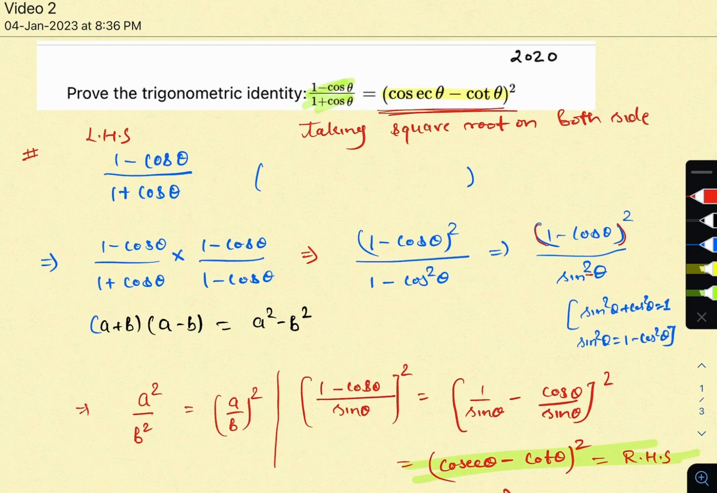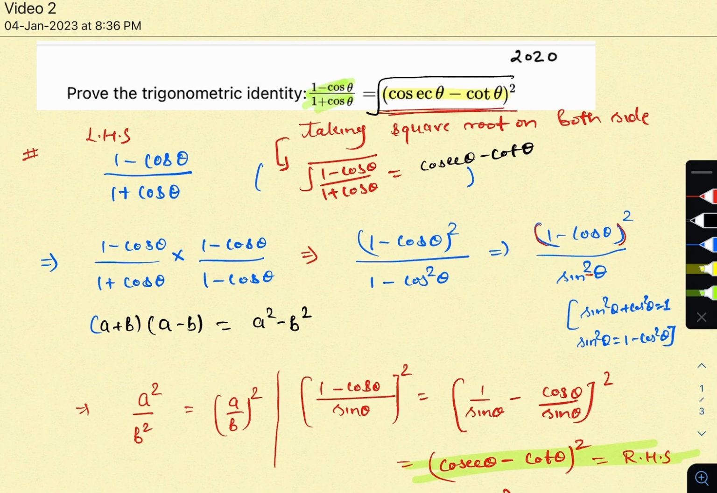So it will convert into a new function, or you can say question. It will be square root of (1 minus cos theta upon 1 plus cos theta) is equals to, in the right hand side, if I take square root, you can see square root and square will just cancel each other, and what we will be getting is cosecant theta minus cot theta. So this is what we are getting here, but after taking the square root.